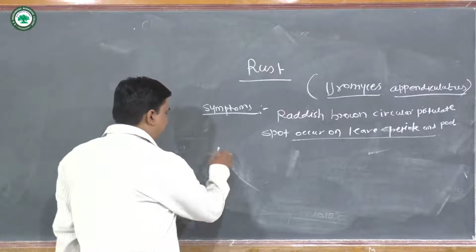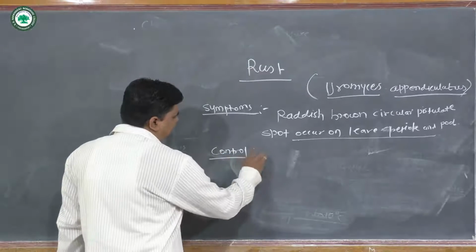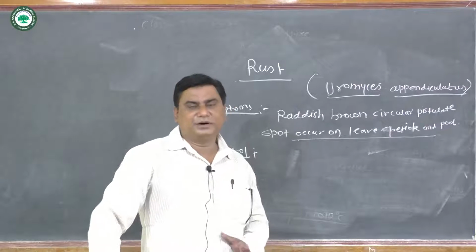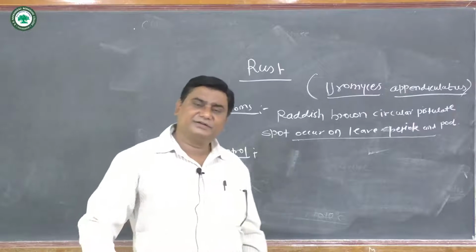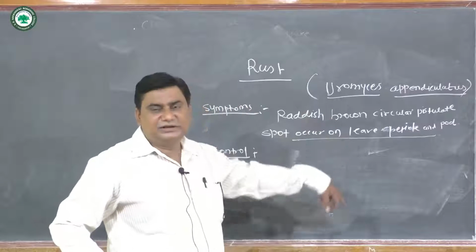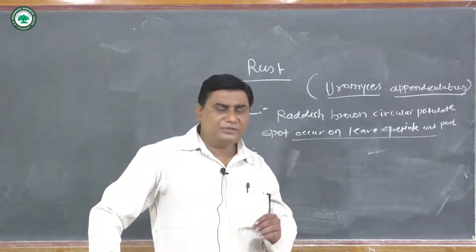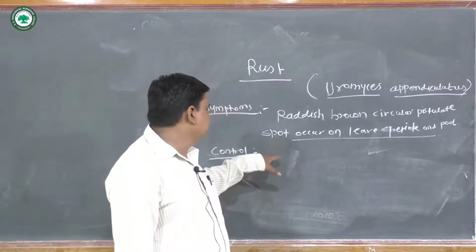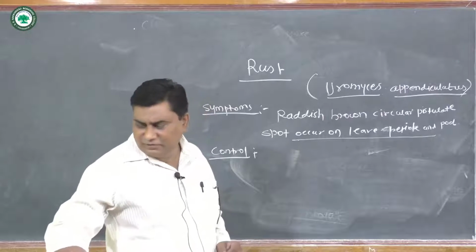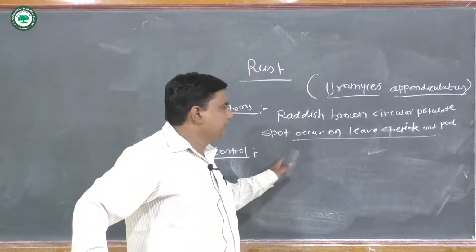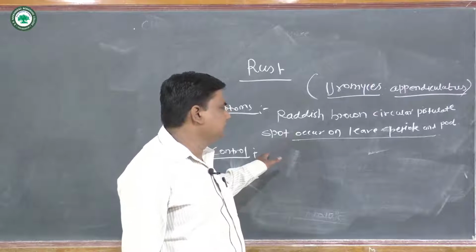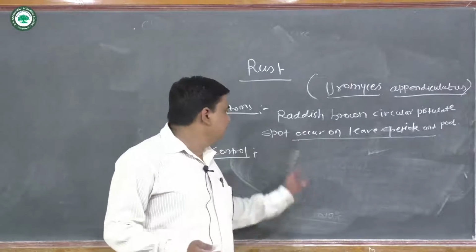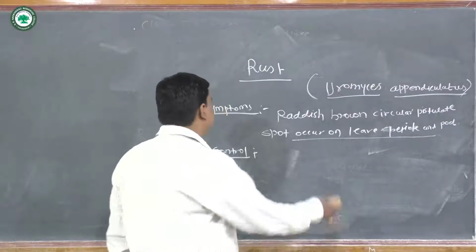Then what are the control measures, or the managing strategies of this disease? Seed treatment with recommended fungicides, using the recommended brand, is used for control of this disease. Then there is the use of resistant cultivars to control the disease.